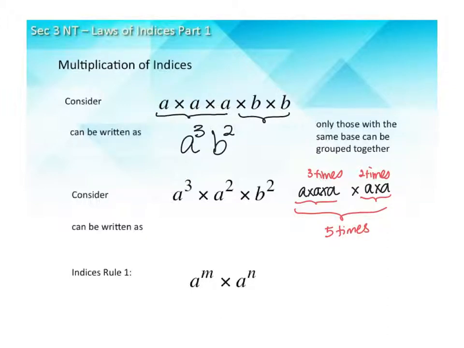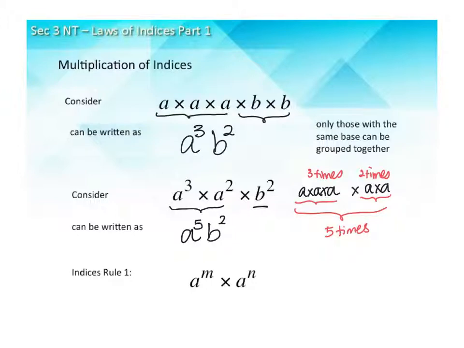Only those that are of the same base can be grouped together. Therefore, a cubed and a to the power 2 have the same base. We will group these together as a to the power of 3 times plus another 2 times. It will be a total of 5 times. And then b squared is a different base on its own, so we cannot add the power for b squared together with a, so it will be b squared.